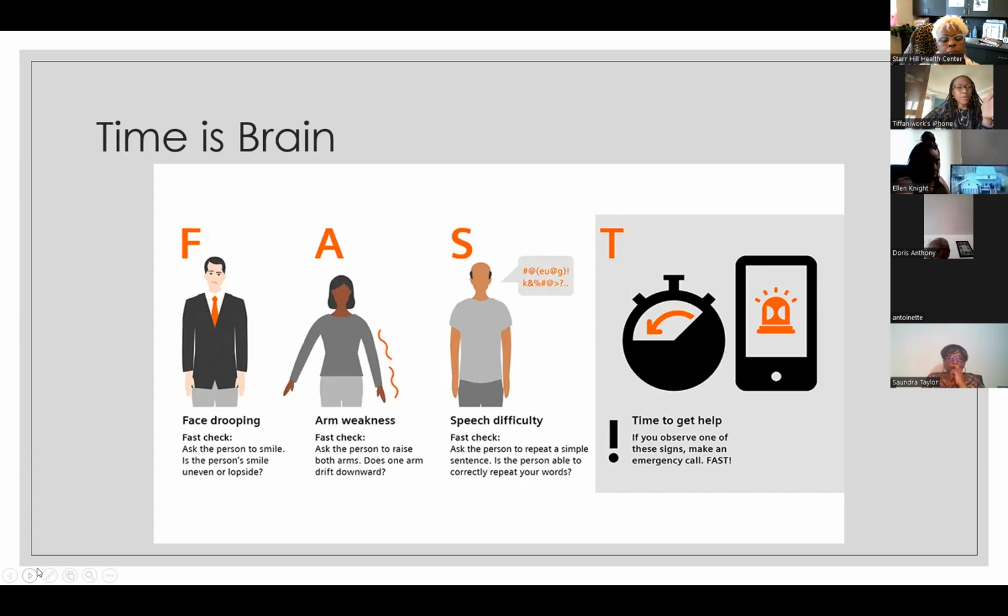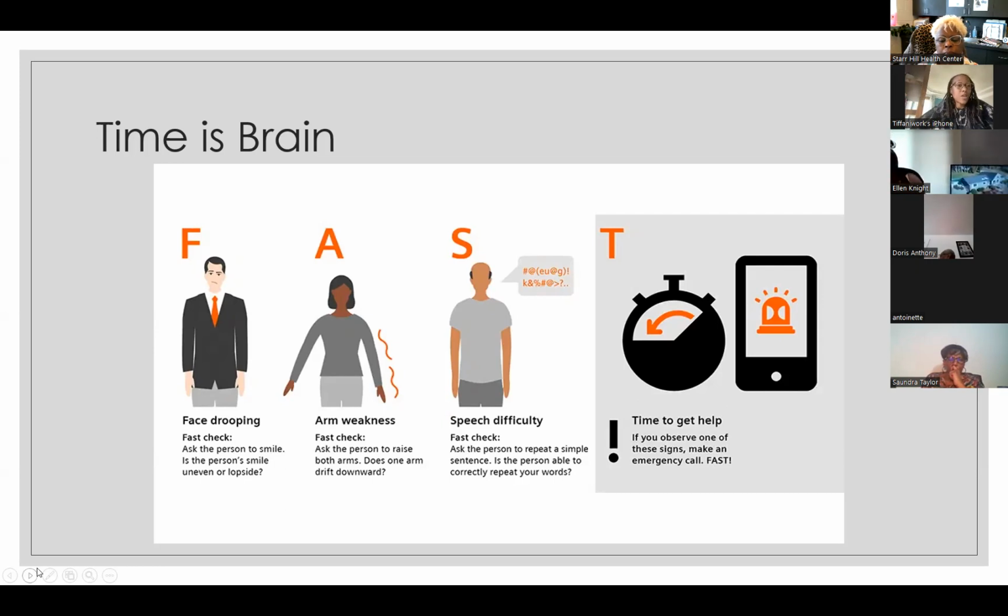A has to do with arm weakness. It doesn't have to just be the arms, by the way. Moving the legs or having weakness in the leg can also be a sign of a stroke. But ask an individual, can they move their arms and legs properly to see if they look like they're having a symptom of weakness from a stroke.